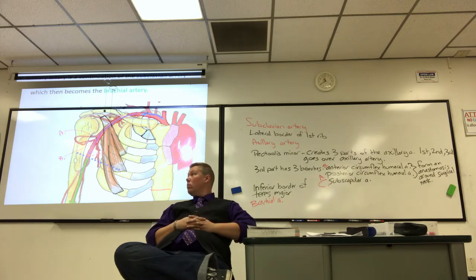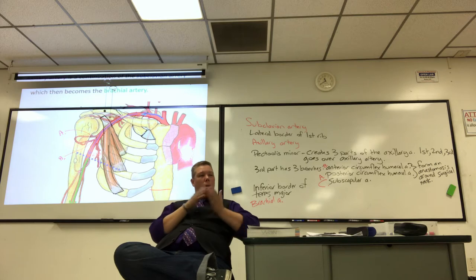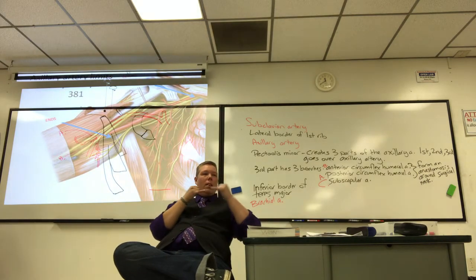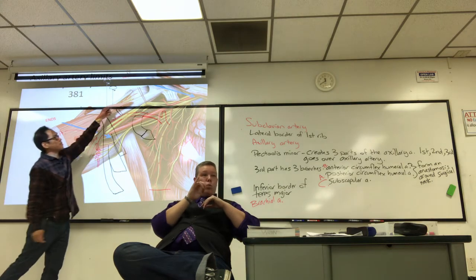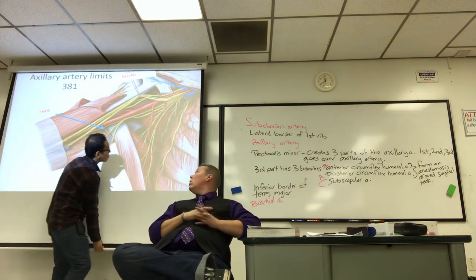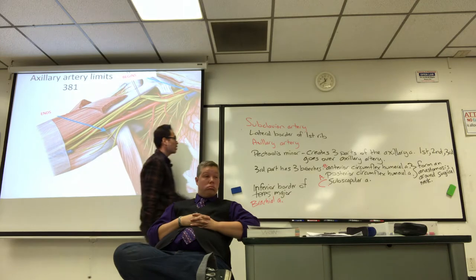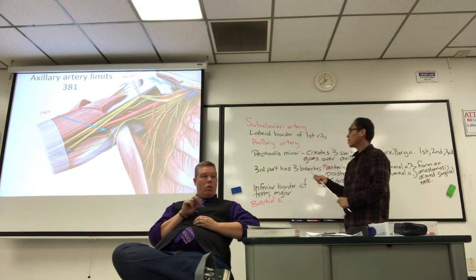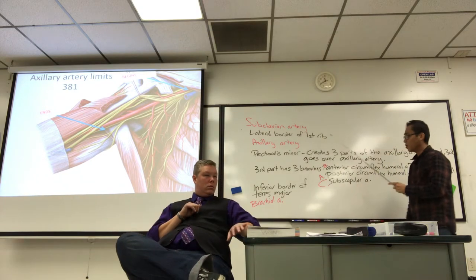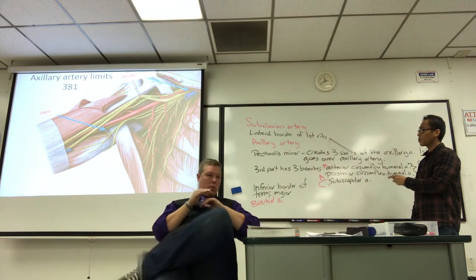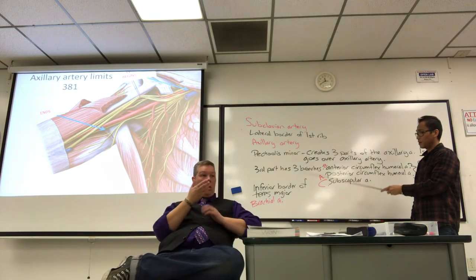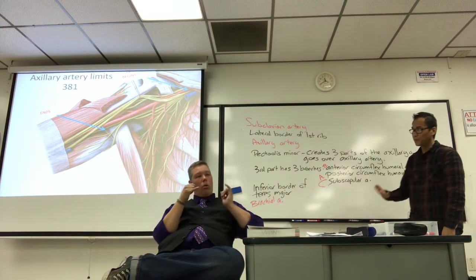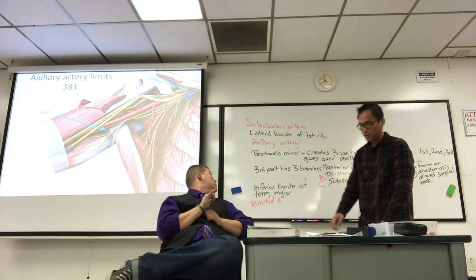All right, so if you look at some atlas pictures, here are the limits of the axillary artery. And I couldn't point to the first rib because it's not shown. But the axillary artery, if I asked you its limits, where does it begin? Well, it begins where the other one ends, at the lateral border of the first rib. And where does it end? The inferior border of the teres major.